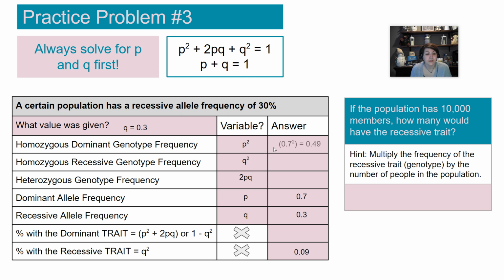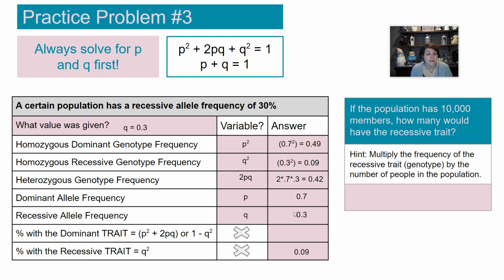So P squared, 0.7 squared gives me 0.49 or 49% homozygous dominant. Q squared, or 0.3 squared, gives me 0.09 or 9% of my population is homozygous recessive. And 2PQ, take 2 times your P, which is 0.7, times your Q, which is 0.3, gives you 0.42.